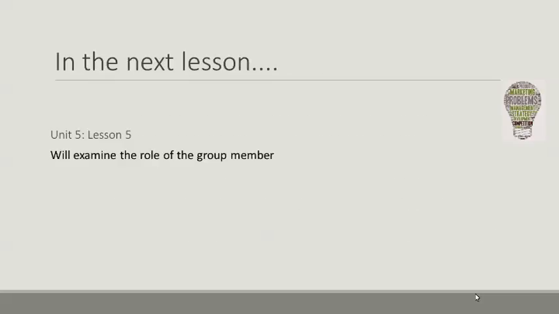The next lesson is Lesson 5 in Unit 5, and we will examine the role of the group member.